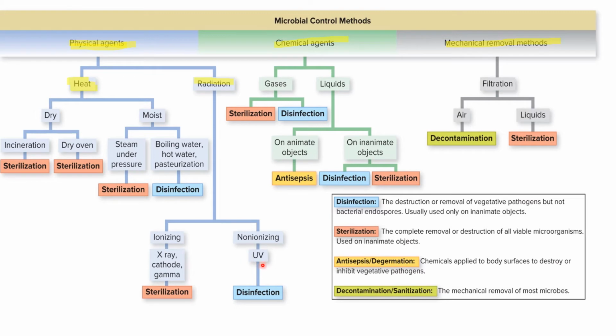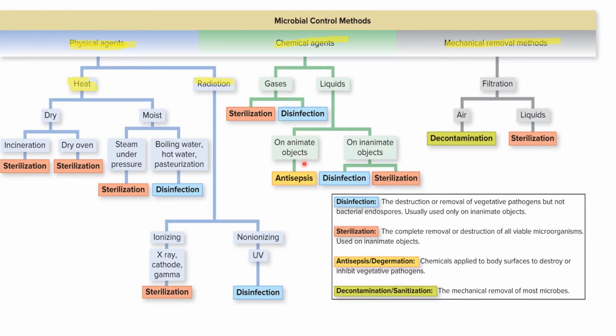Now, UV rays, by the way, penetrate less compared to these rays right here. So UV rays are going to be under the group of disinfecting, where you are destroying or removing the vegetative pathogens, but it's not going to be able to kill the endospores. And again, it's used on inanimate objects. Now, when we move on to chemical agents, we could use certain gases, we could use certain liquids.